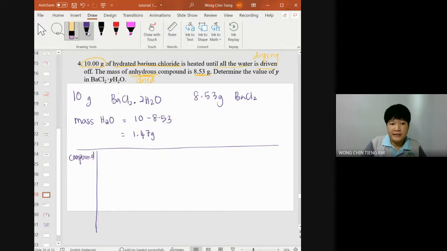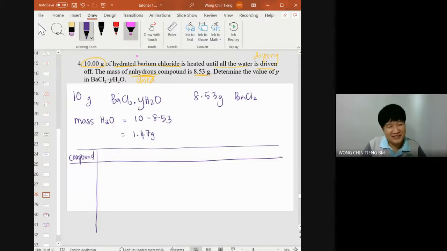Sebab nombor yang kita nak cari adalah nombor yang duduk di depan. Maksud teacher. Oh, saya dah bagi jawapan. Sorry, tapi dua tu betul lah. The number that we are looking for, okay, is Y. And Y is a number that's sitting in front of H2O. In other words, we are looking for how many H2O. Okay? So, compound kita patutnya adalah BaCl2 dengan H2O.